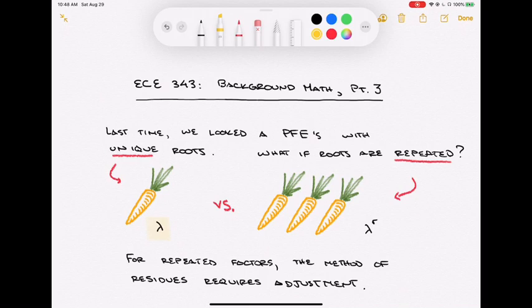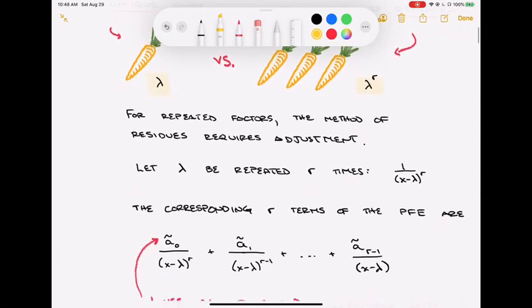We're going to look at what happens when you have a root that is repeated. So that would be a root, for example, lambda repeated r times. We'll just designate that lambda raised to the r. In this case, you're going to need to modify the nature of the partial fraction expansion and the way you get the coefficients because of that repetition of the root. For repeated factors, the method of residues requires adjustment then.